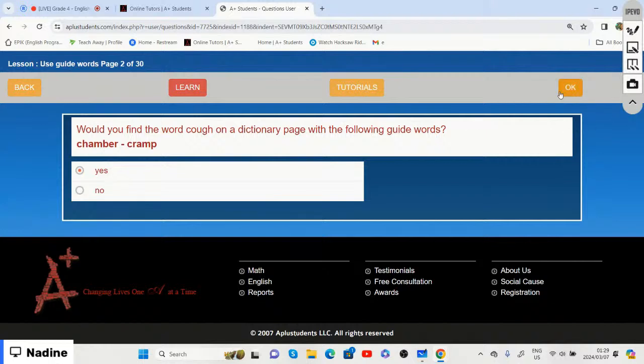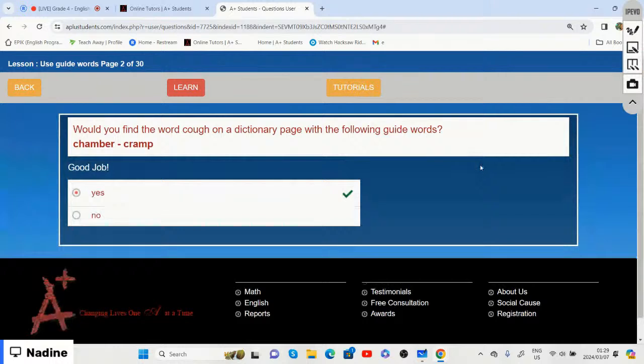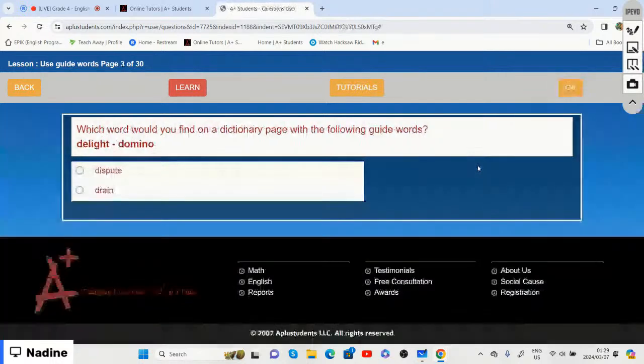Right? And yes is correct. Which word would you find on a dictionary page with the following words? We have delight and we have dominoes. Remember, we said that these guide words are supposed to guide you.